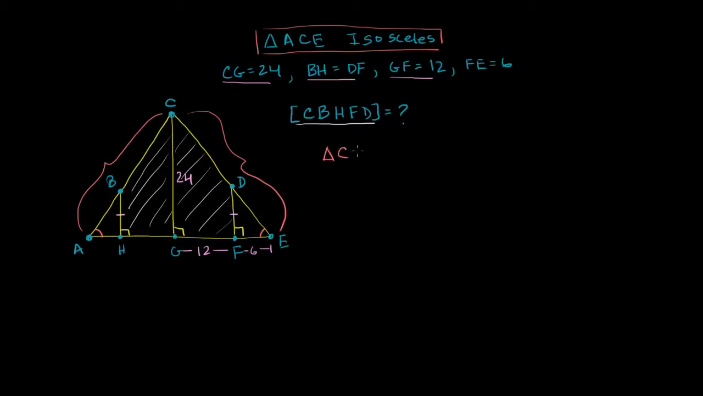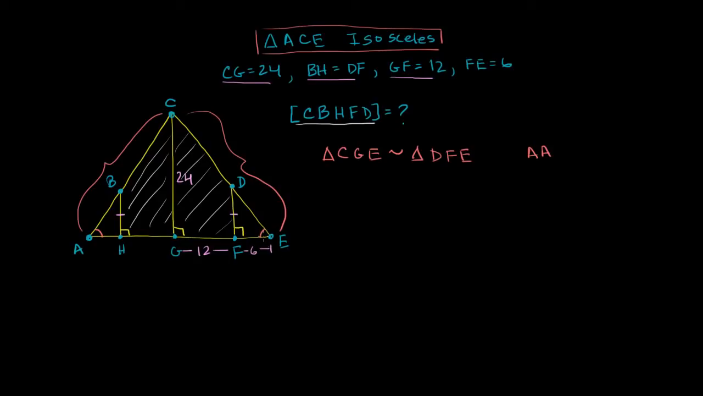CGE is similar to triangle DFE. And we know that by angle. We have one set of corresponding angles congruent, and then this angle is in both triangles. So it is a set of corresponding congruent angles right over there.